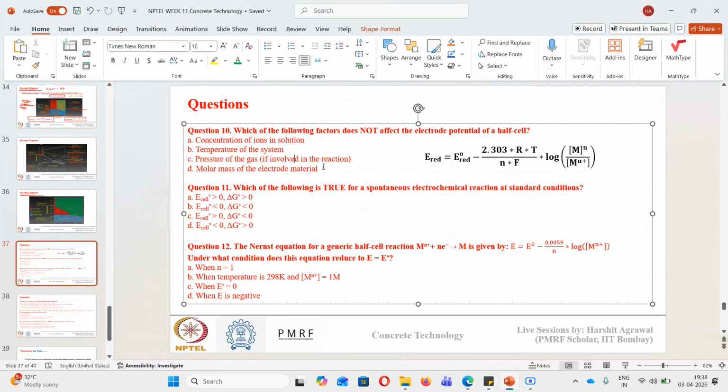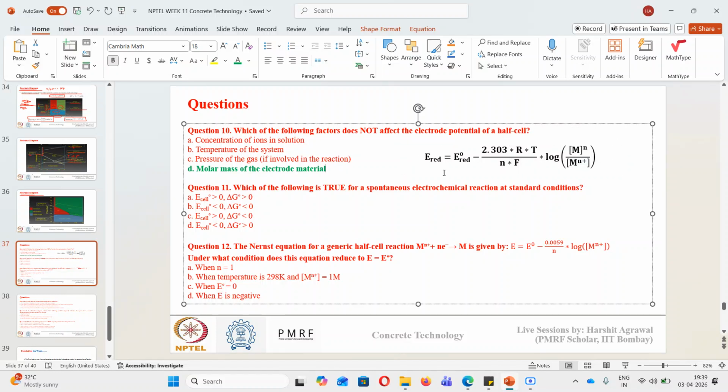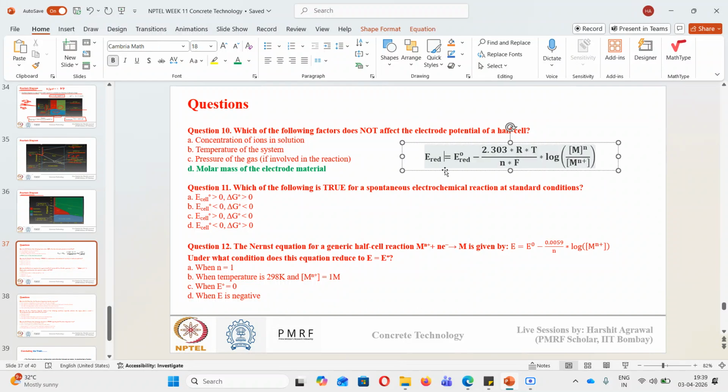Yes, the correct answer is D. You can see in the equation, the electrode potential depends upon temperature, and it depends upon the concentration of ions in solution. Instead of concentration, it can depend upon the gas pressure also if it is a gas. But it is not dependent upon the molar mass. This is concentration and not molar mass. So anywhere in the equation we don't see molar mass coming into the picture.